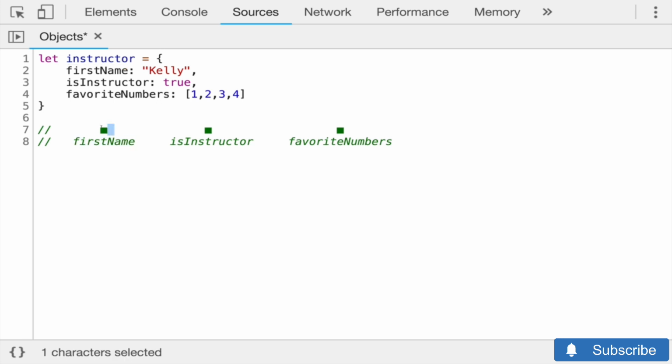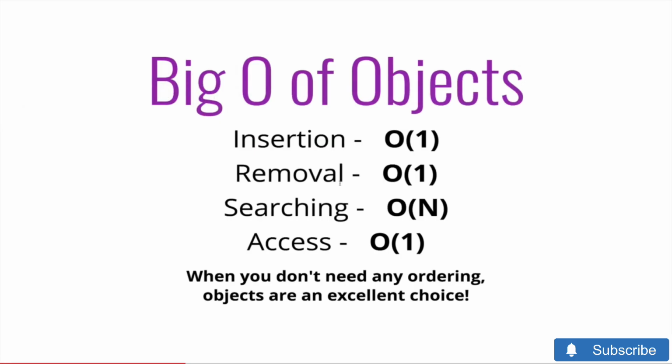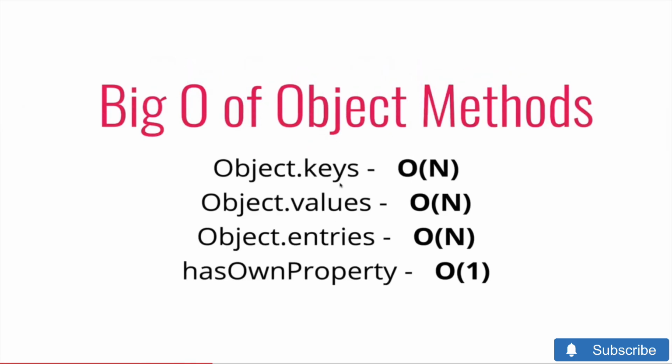First name, what's your value? And then we look at it, it's Kelly. All right, that's not it. Is instructor, what's your value? True. All right, so there is true in here. But potentially, as the number of properties in there grows, as n grows, so does the amount of time it takes to do that. So now let's go on to some of the methods that objects come with.